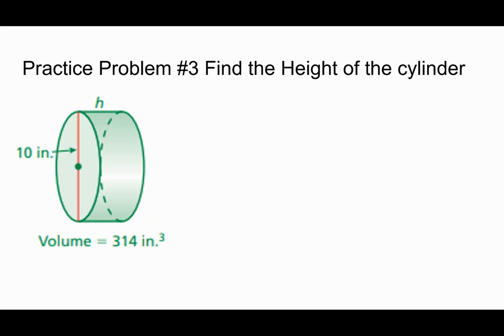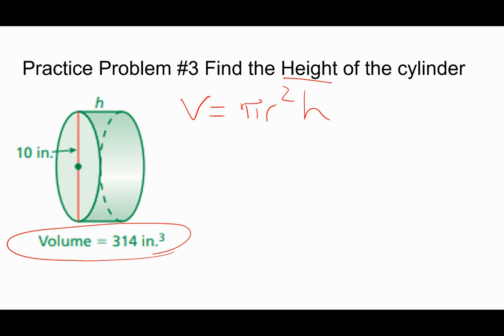Okay, in our practice problem here for finding the height, the volume is given to us. So we plug our values in: pi r squared times the height. We know our volume, it's 314. That's our volume that we have in here.